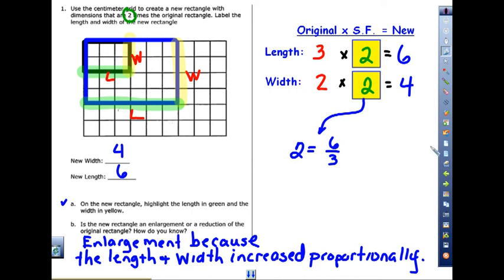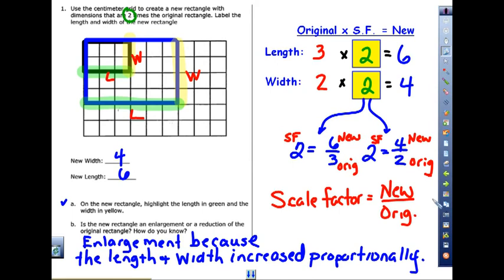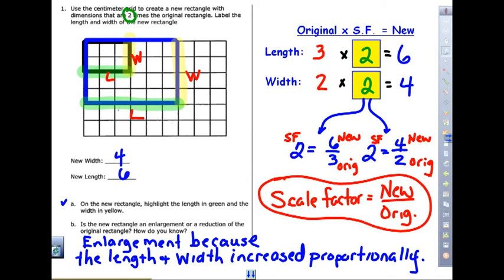And there's something I want you to notice here. That scale factor is the product divided by the original, or it's the new length divided by the original length. If you look at this, the scale factor is the new length divided by the original length, and the new width divided by the original width. Did you notice that? We're going to call the 2 a scale factor. That's how many times bigger it got than the original. So I'm going to say that the scale factor is the new width or length divided by the original width or length. Write that down. You're going to need that when we get to problems 4, 5, and 6. Pause the video here if you need to.